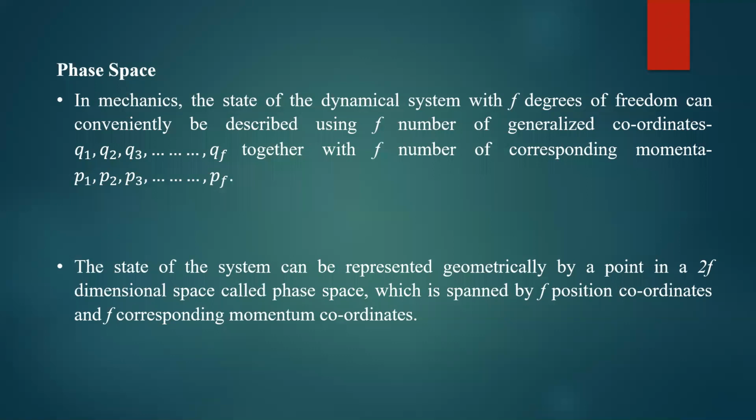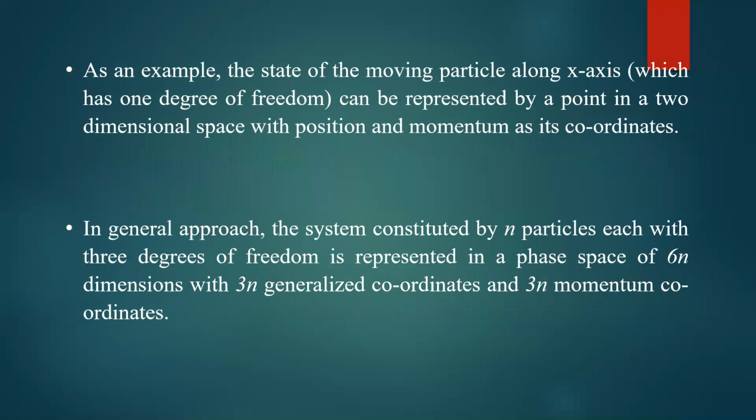That is how you can understand the phase space. Phase space is basically represented by position coordinates and momentum coordinates. Next, as an example, the state of a moving particle along the x-axis can be represented by a point in a two-dimensional space. Let us take the degrees of freedom of the particle as 1. It can move along only the x-axis.